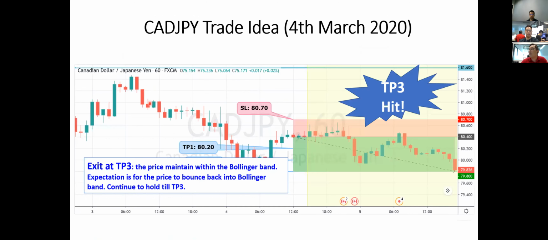Okay, so what happened was that it moved up and down. It didn't really move, but it didn't hit my stop loss until much later in the evening. Going according to the market, I exited at TP3, take profit 3. Why? Because the price maintained within the Bollinger Band, so there was no reason for me to exit. So I held the trade all the way till it hit take profit 3. That was one of the very nice trades that we did for Canadian yen.